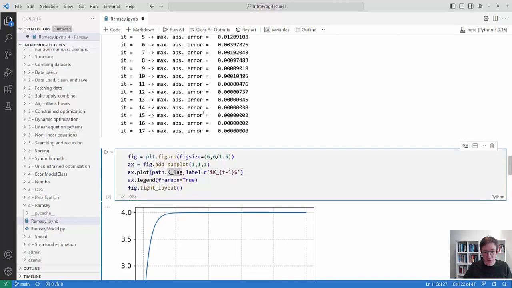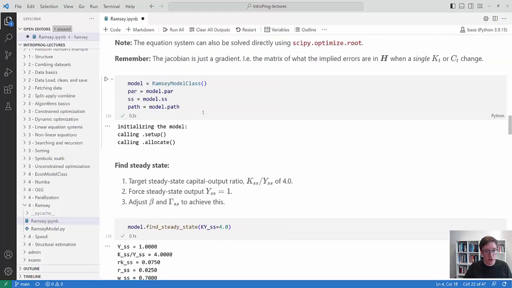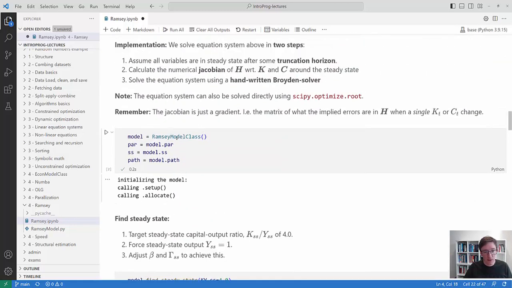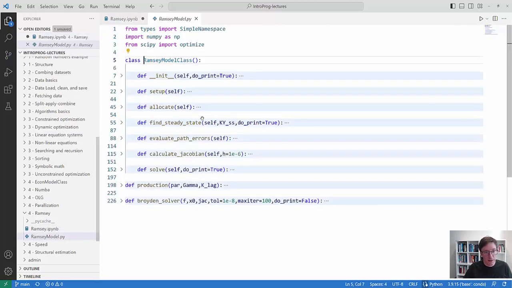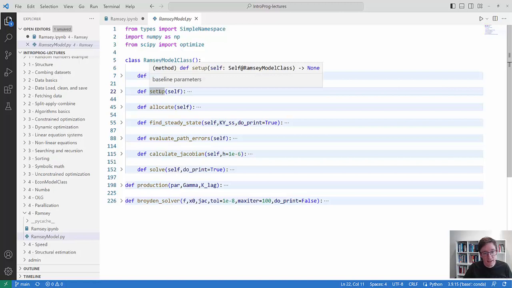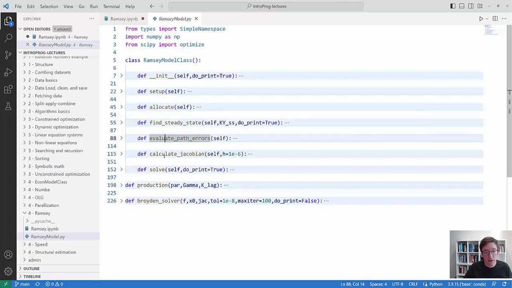So now we need to understand what the code is actually doing. What we start with is this Ramsey model class. Let's go into that. This is the file with the Ramsey model class in it. We have the initialization, we have a setup, we have an allocate. We know that we have called those when we initialize the model. Then we have a function for finding steady state. We have a function for evaluating errors on the transition path. We have a function for calculating the Jacobian. We have a function for solving.